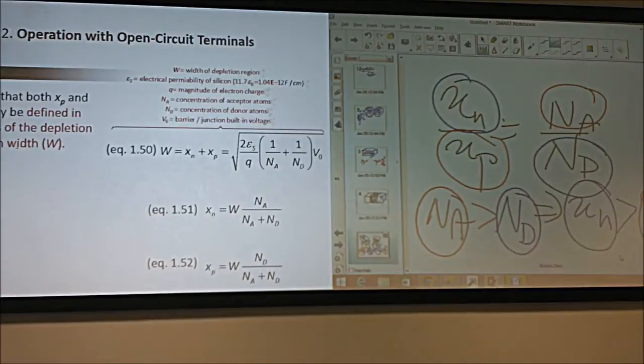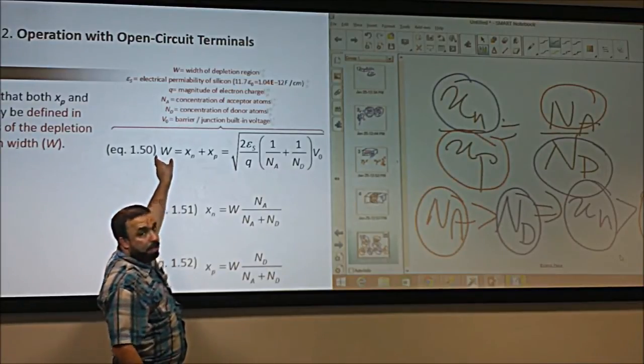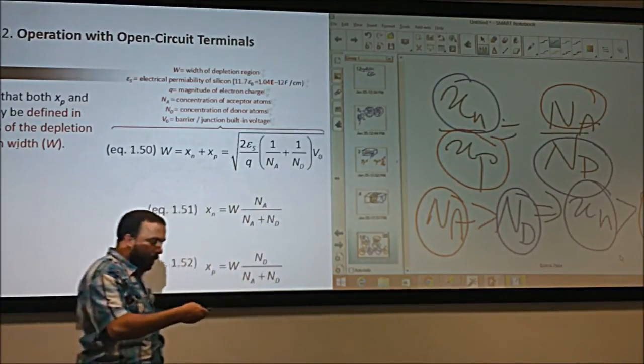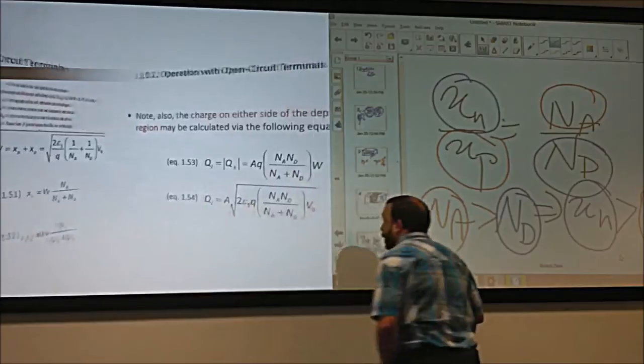Let's keep going. Now, if we take those equations and play around with them, that's fine. With the one that I gave you, you will find this set of equations. W is basically Xn plus Xp. That means it's the width of the depletion region. The total width is going to be equal to this equation, and as you can see, is proportional to V naught, which is what? The barrier voltage. Xn we can write from this equation as W over NA over NA over ND, and XP as well. But the most important fact here is that the higher the barrier voltage, the bigger the depletion region. Makes sense. Okay? Very, very important equation.